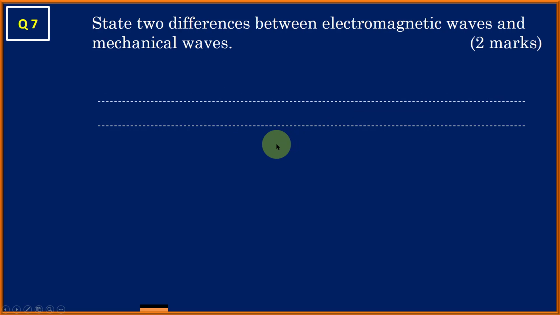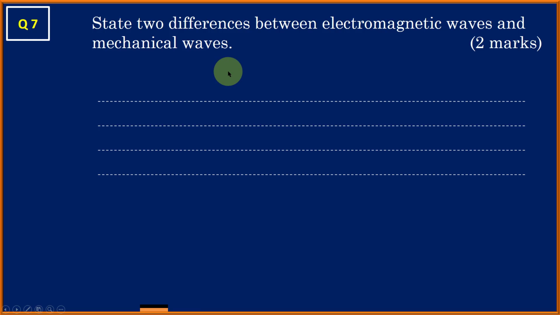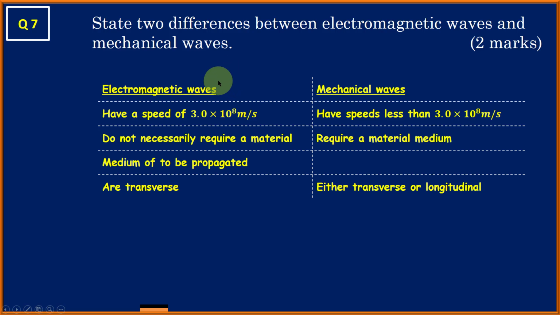Let's go to question number 7. State two differences between electromagnetic waves and mechanical waves. Again, this question is a bit general in the sense that electromagnetic waves, all of them have a speed of 3 × 10^8 meters per second. But mechanical waves have varying speeds, but all of them are less than 3 × 10^8 meters per second.